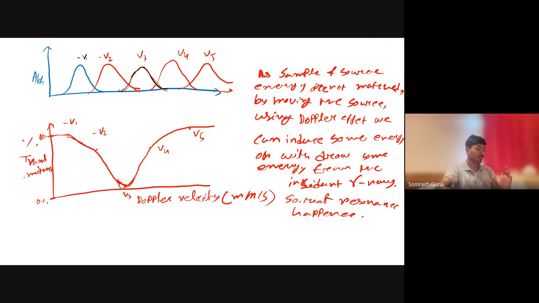Okay, this is the major phenomenon: why we need this Doppler velocity to measure my Mossbauer spectrum. If you go to some literature, there will be a Mossbauer spectrum showing transmittance on the y-axis, and the x-axis is the Doppler velocity. Okay, just a minute.